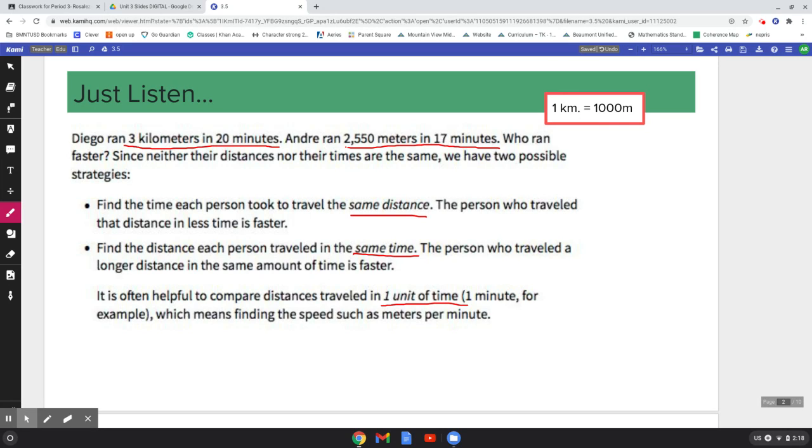So an important thing to know for what we're doing today is this little key right here. So 1 kilometer makes 1,000 meters. So Diego, he's in kilometers, but Andre, he's in meters. So to make Diego meters, all that you would do is 3 times 1,000, right? So Diego is going 3,000 meters. And that's the same as 3 kilometers.